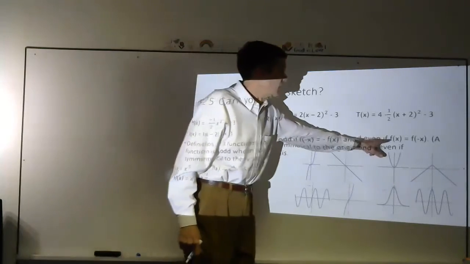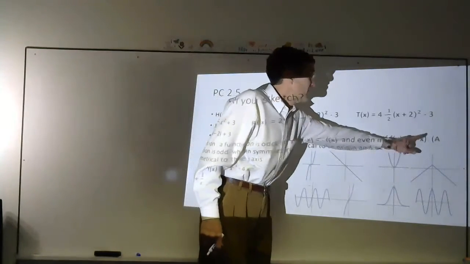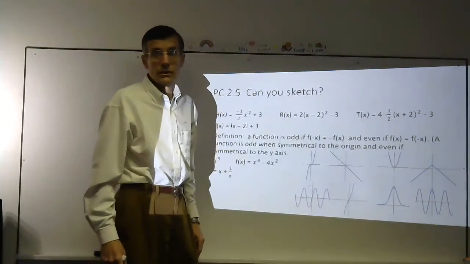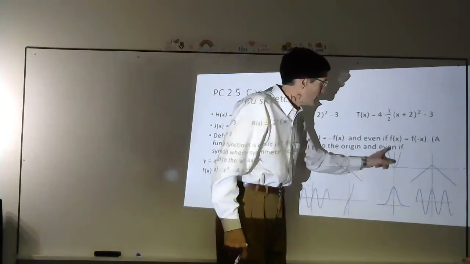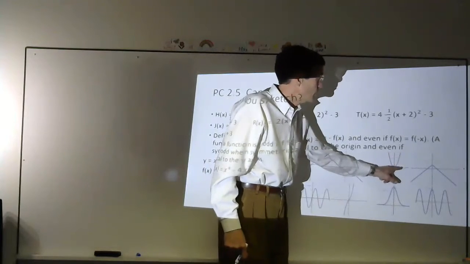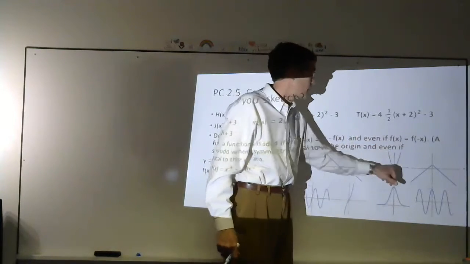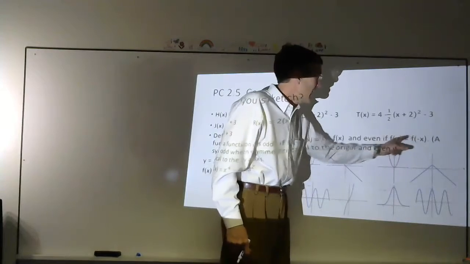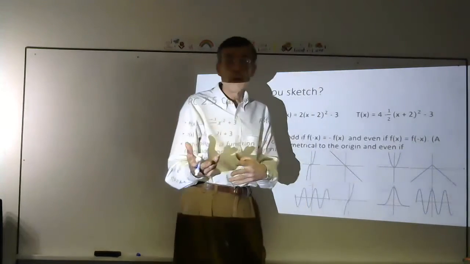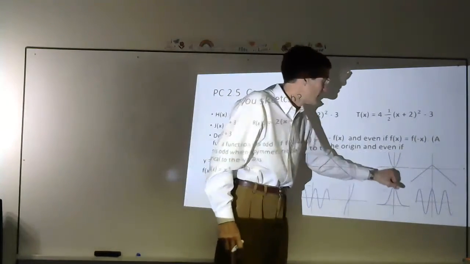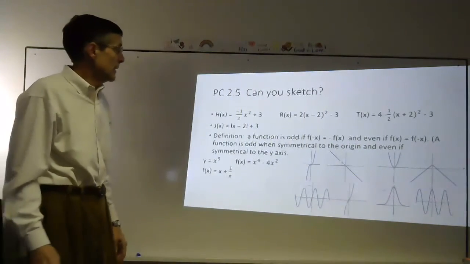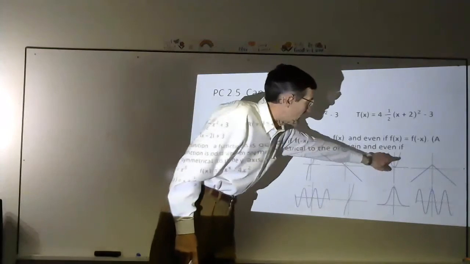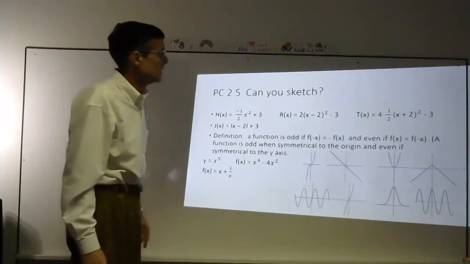A function is even if f of x is the same as the functional value of the negative. For instance, here's a parabola. We know 2 goes to 4, 2 squared. 2 goes to 4, and negative 2 also goes to 4. Goes to the same place. Y equals x squared is an even function. It is symmetrical to the y-axis. Okay?